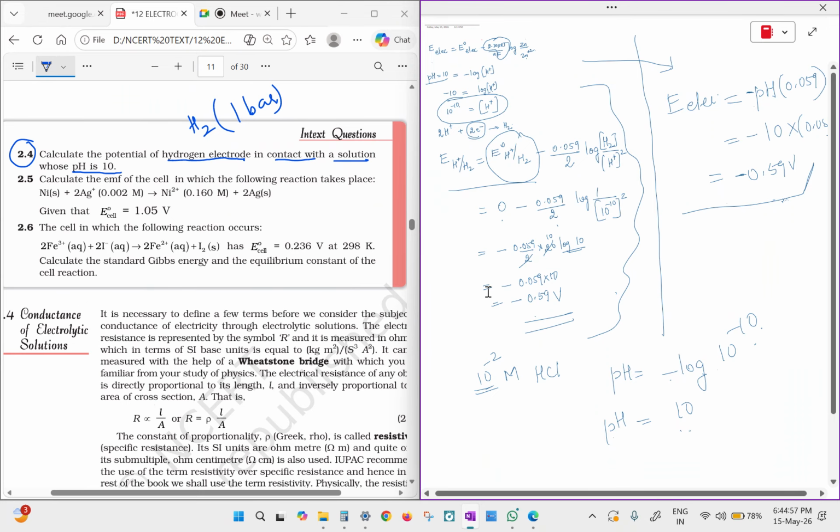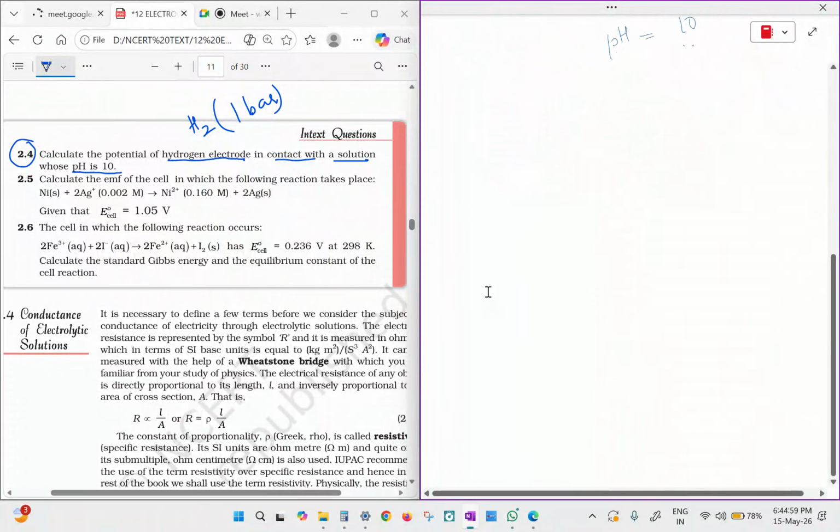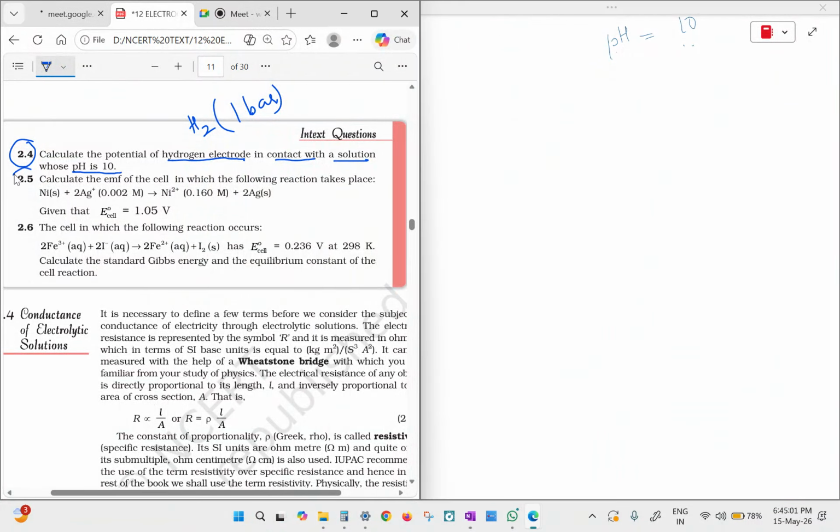Okay. So I'll proceed to the next question. Will there be any problem in 2.5? Please check and tell me. Ma'am, I actually had a doubt in 2.6. Which one? The 2.5. Oh, why a doubt?